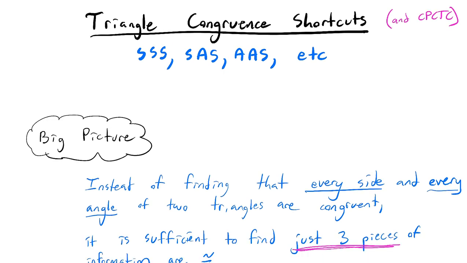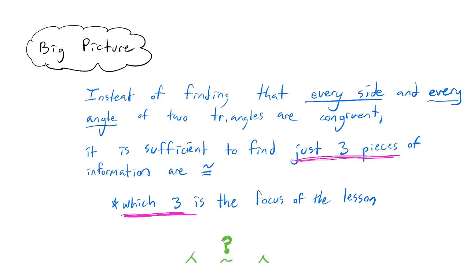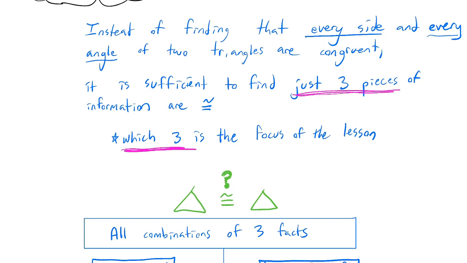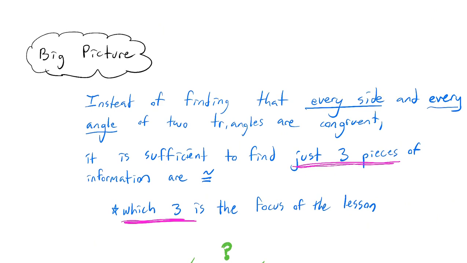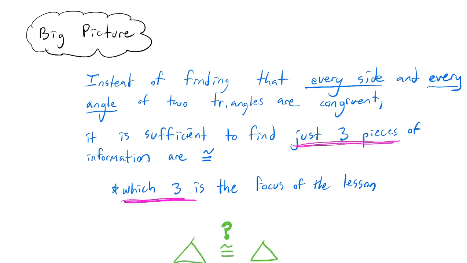The big picture here is, instead of finding all six, three sides and three angles, it's actually sufficient to find just three pieces of information that are congruent. Now the whole point of this video is to see which three we need to find, which three are sufficient, and then use it, both in proofs and algebra, mostly in proofs, okay?